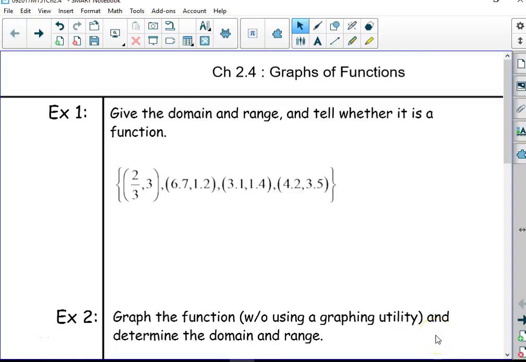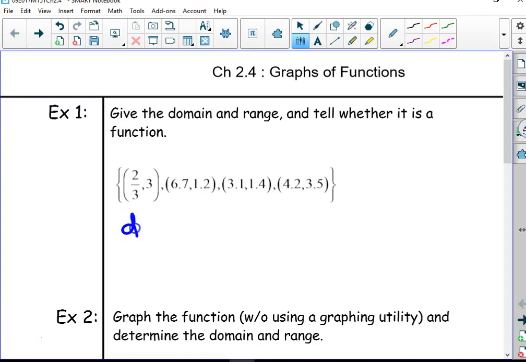We're starting on Unit 2.4, graphs of functions. There's kind of a lot of little stuff in here. I wanted to start with problem 1. It's like some of the ones you're going to have to do. And it asks us to give the domain and range and tell whether it's a function. So a really goofy little problem.